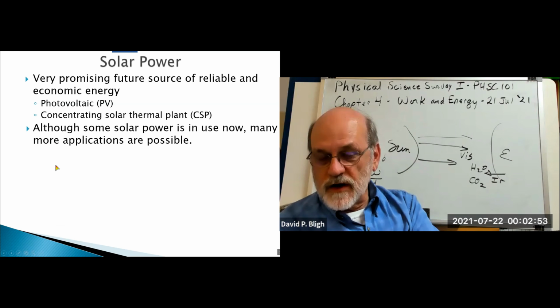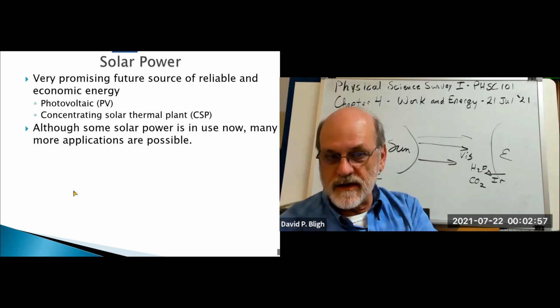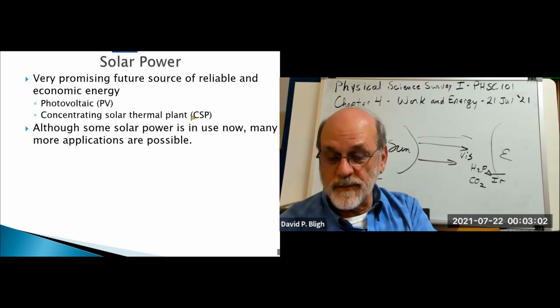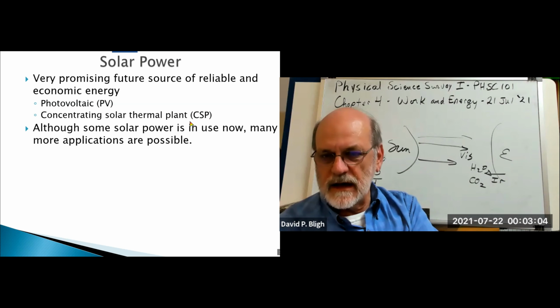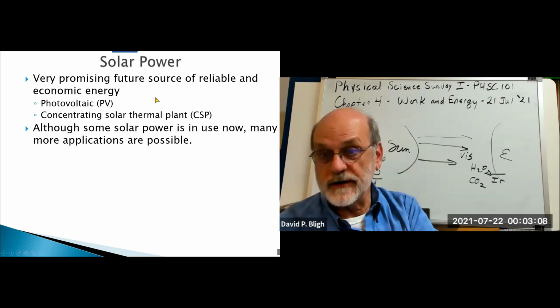And depending on where you are and what your resources are, one of these works better than the other. Of course, with a concentrating solar thermal plant, you usually need a water source, whereas photovoltaics can be done in the desert.